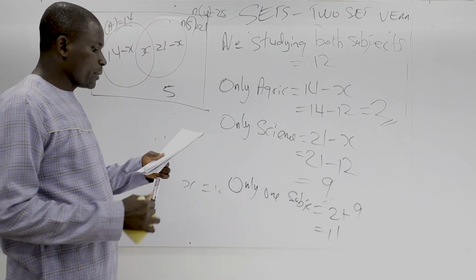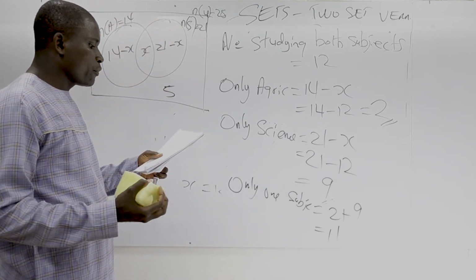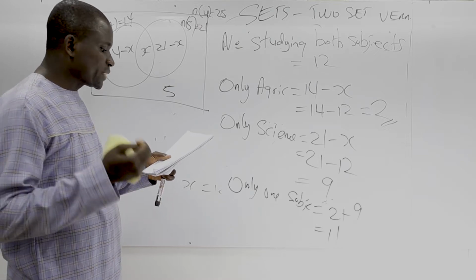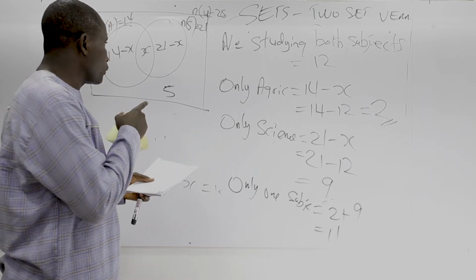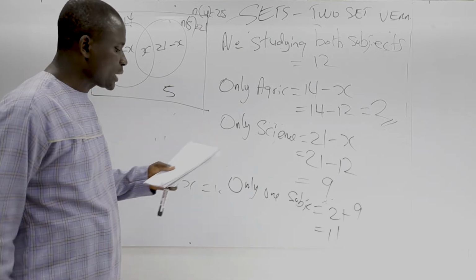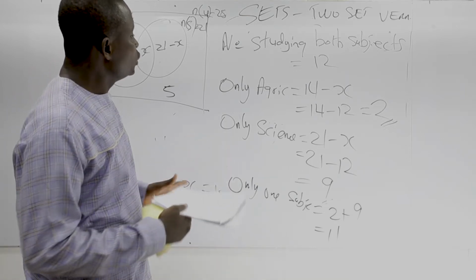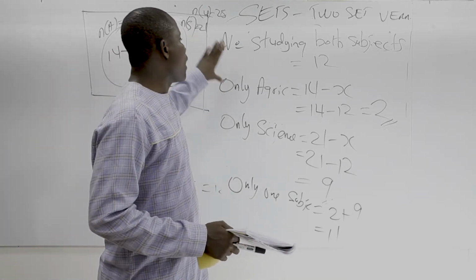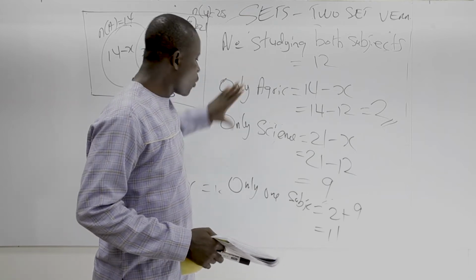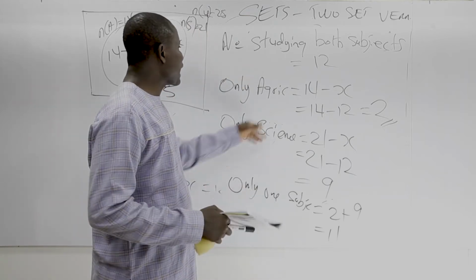Now from the question, we've got to know people who studied both subjects, and that's what we've indicated. Both subjects is the x that you calculated. Then for only one subject, you should be able to know how to calculate for only agric, and then only science.